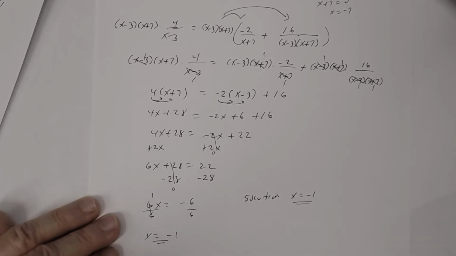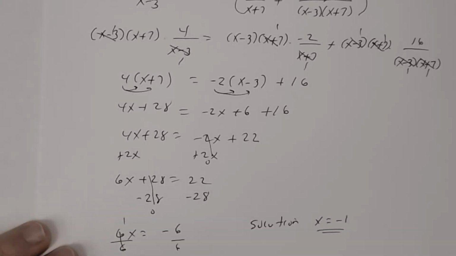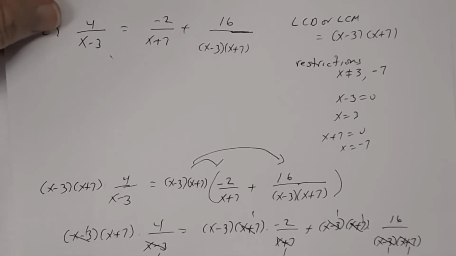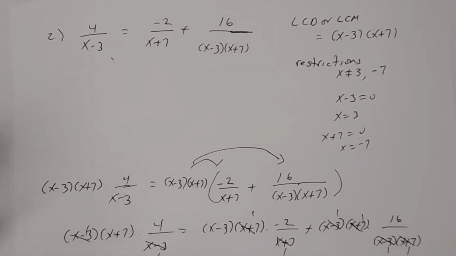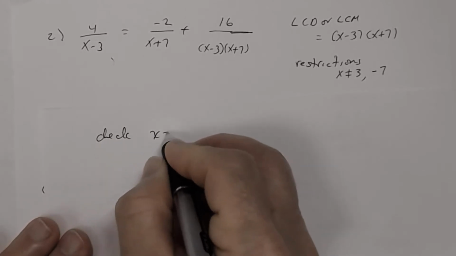Now let's check it. Let me go ahead and enlarge this again so I can check this. All right, so let's check negative 1. So remember to check, you always go back to your original equation. The original equation was this rational equation. So I'm going to go ahead and check x equal negative 1, make sure it does work.